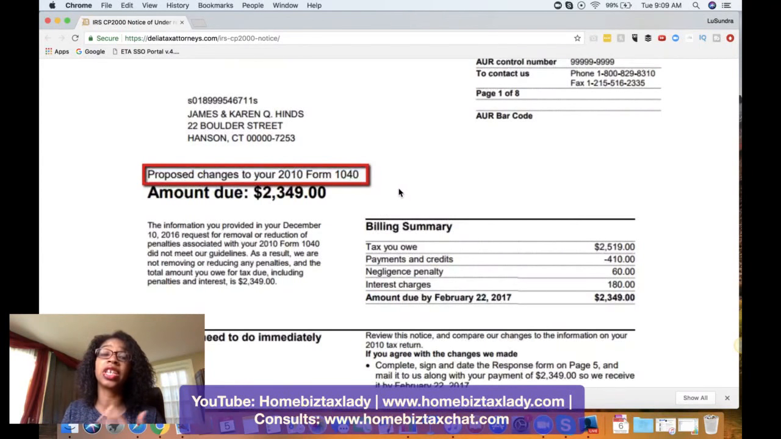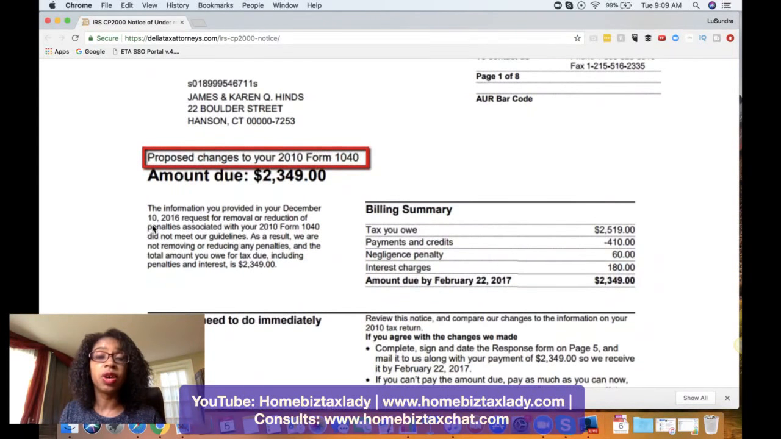So a CP2000 is proposed changes, and that's what it says right here. Proposed changes to your whatever year, 1040, and then the amount. Now, it tells you that the information you provided, blah, blah, blah. Basically, it didn't match. So with the CP2000 letter, there is a discrepancy with income reporting. It could be a difference in a W-2, and really it could be something so simple as a typo, right? So you may have received a W-2 for $32,000 and you put in $31,000. Okay. It can be something as simple as that.